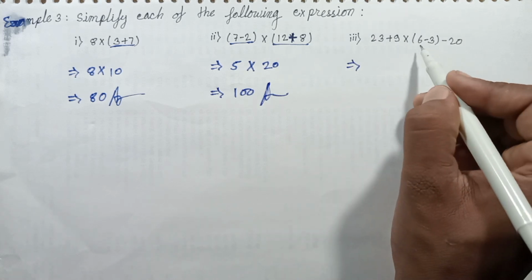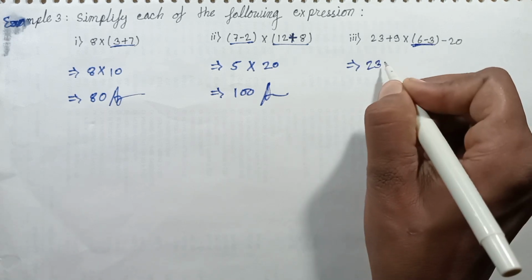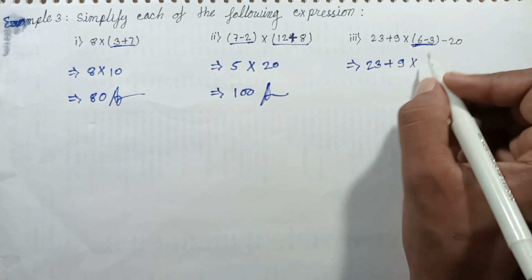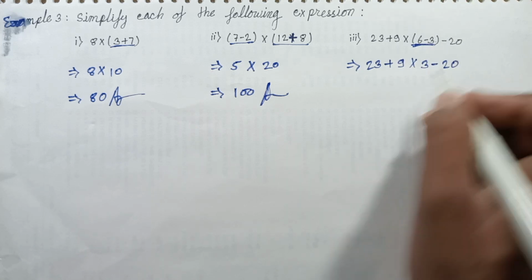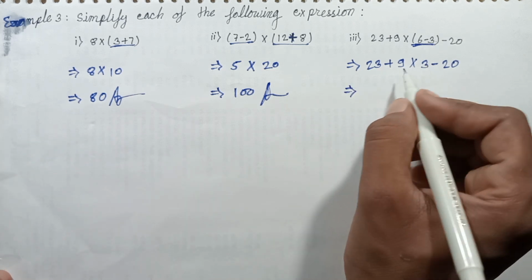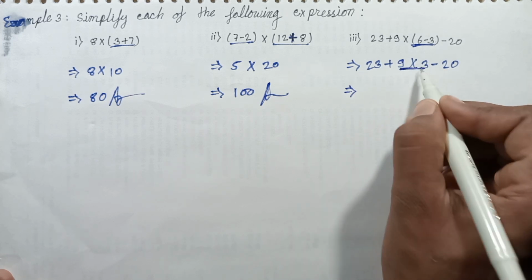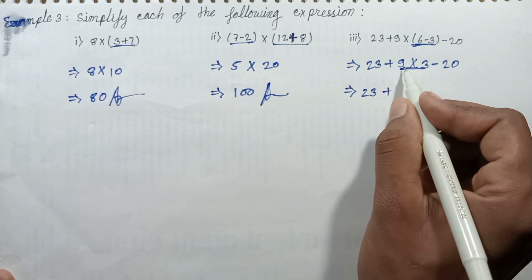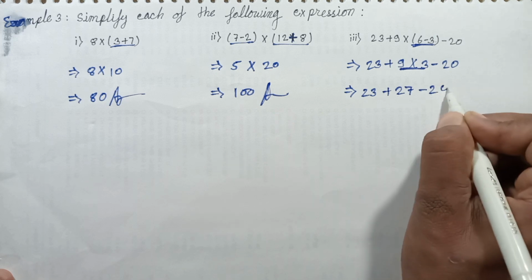Third situation. First of all, solve the parenthesis part. 23 plus 9 multiplied by 6 minus 3 comes out 3, subtract 20. Next, first of all, solve in this situation the multiplication part. 23 plus 9 by 3 comes out 27 minus 20.